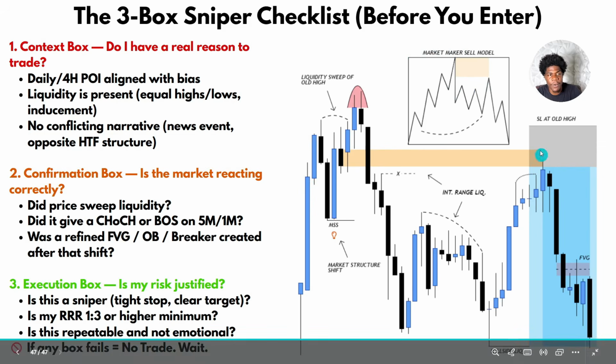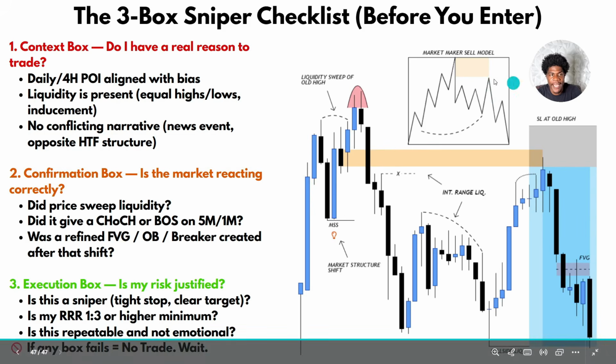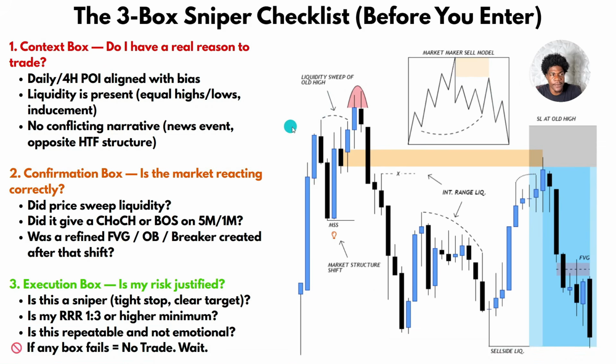We have a lot of different models. We have the inducement model, the market maker sell model, but these models are just lower time frame patterns that we see happen inside of our higher time frame zones. But if you never do a top down analysis, if you never go from the higher time frames to the lower time frames, you will never see these happen on the markets. You will never get to experience catching sniper entries and seeing this happen so clear.